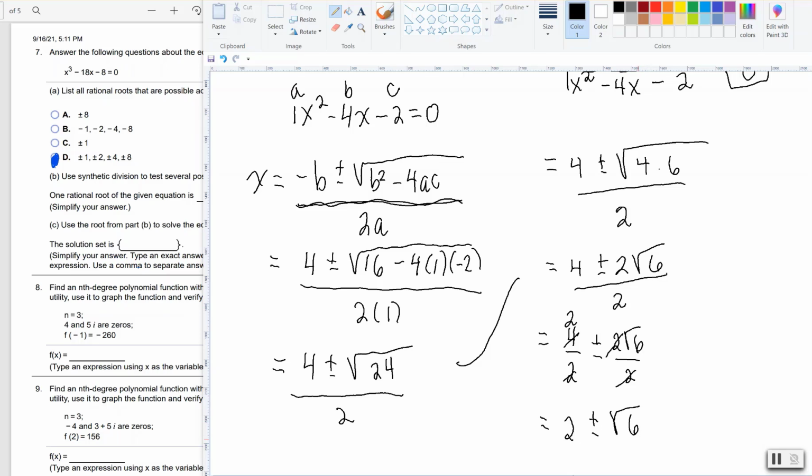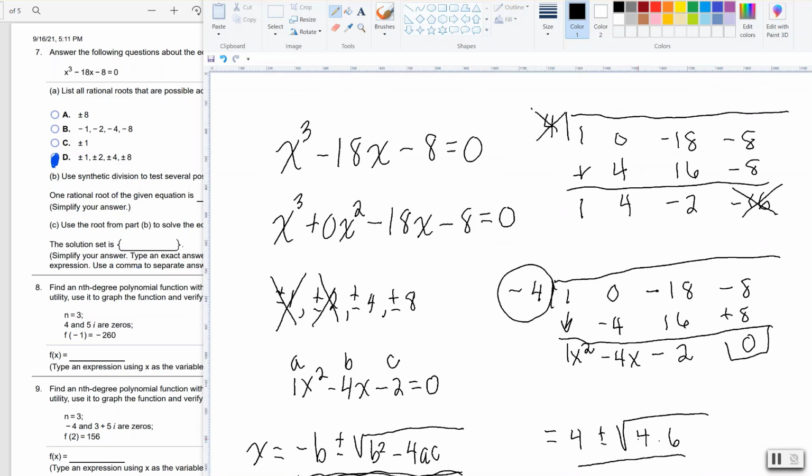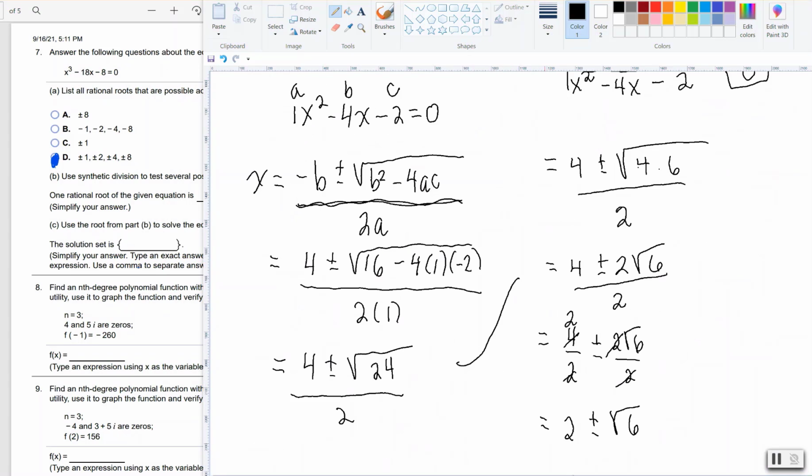So looking back way up here, remember originally we found negative 4 as one of our roots. So our solution set is negative 4, 2 plus the square root of 6, and 2 minus the square root of 6.